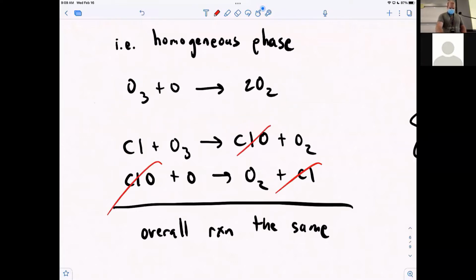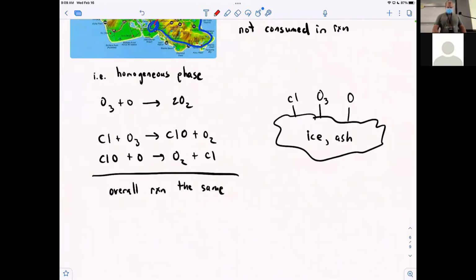So the overall reaction is the same, and the catalyst participates in the chemical reaction, but it's also regenerated. So it can go on and destroy more ozone. That's one thing about catalysis. This is an example of a bad reaction, since we don't want ozone depletion. But of course, we use catalysts for other things, and I'll talk about that later.